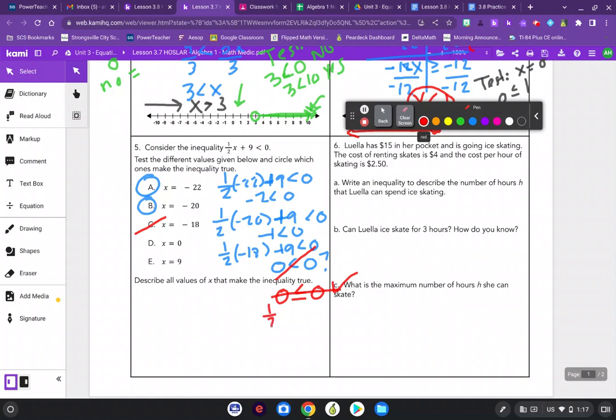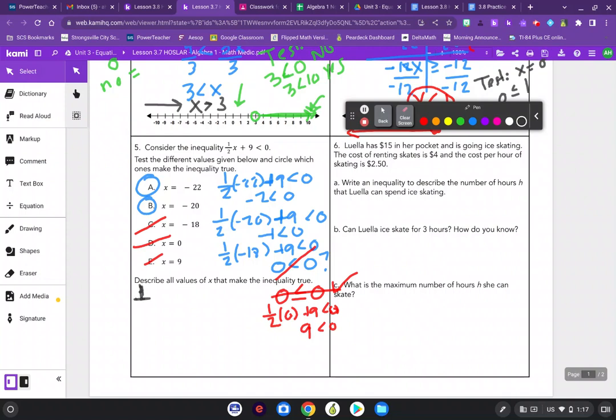Let's just check it. If I have 1/2 times 0 plus 9, I get that 9 is less than 0, and that's not true. And if I put 9 in there, I get a number even bigger, so that's not true. So then it says decide all the values of x that make the inequality true.